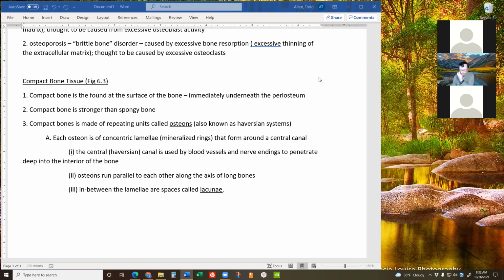So a lacuna is an open space or cavity where you will find osteocytes, which you recall from our conversation are bone maintaining cells. Depending on the stage of development, you might find an osteoblast inside a lacuna. It doesn't always have to be an osteocyte. So in between the lamellae are spaces called lacunae, which contain bone cells, osteocytes.